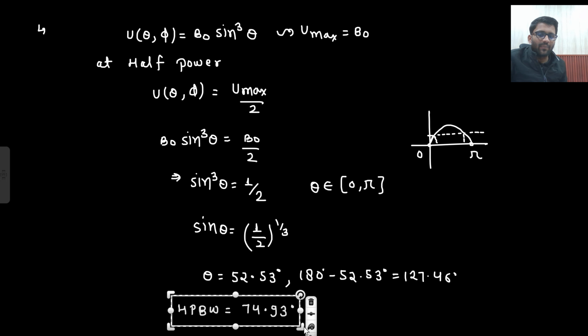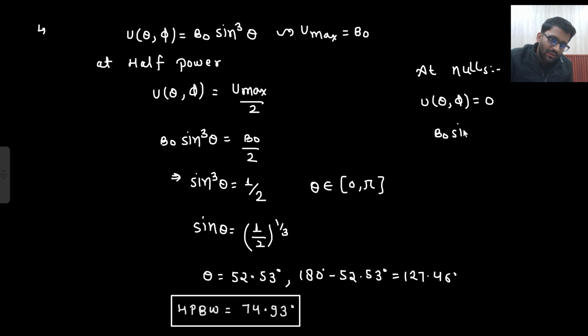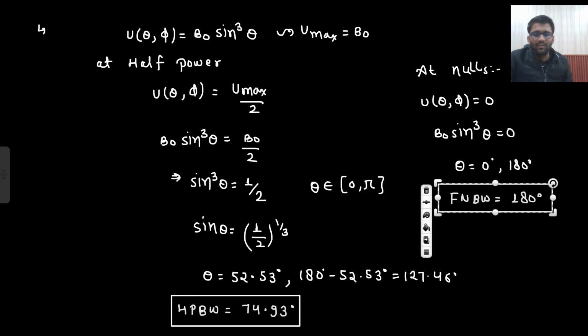And if they were asking for first null beam width, then where would the nulls be? They did not ask for the location of nulls, but if I had to calculate the location of nulls, what do I need to do? At nulls, U(theta, phi) will be equal to 0. That means B0 sine cube theta will be equal to 0. So theta value will be 0 degree and 180 degree. So what will be the first null beam width? That would be 180 degree only. That's it.